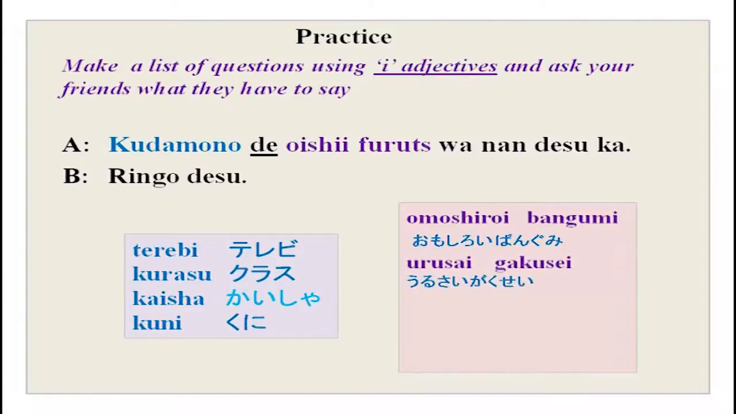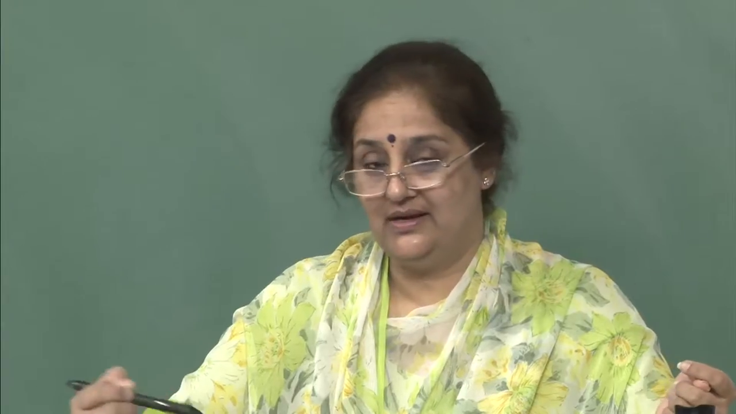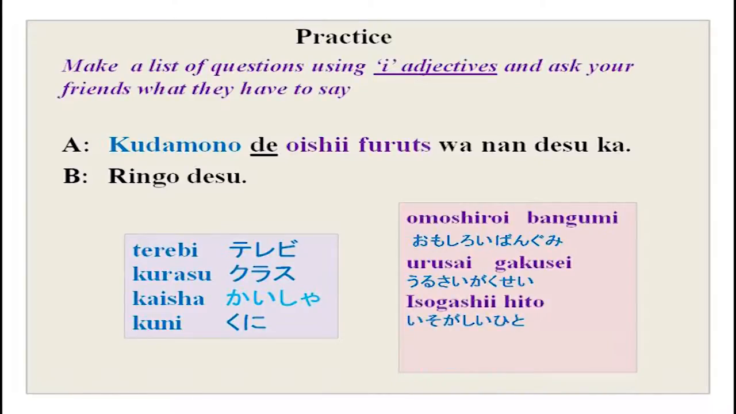Kurasu de urusai gakusei wa dare desu ka? Because we are using a person over here, this gakusei, it cannot be nan. It has to be dare. For bangumi, because it is a thing, we can say nan desu ka. Then kaisha de isogashii hito wa dare desu ka? Again, because it is hito, we have to use dare. Then kuni de ookii machi wa nan desu ka? So, kuni is country, ookii is big and machi is town or city. So, you can use any of these with de, meaning within a certain group.